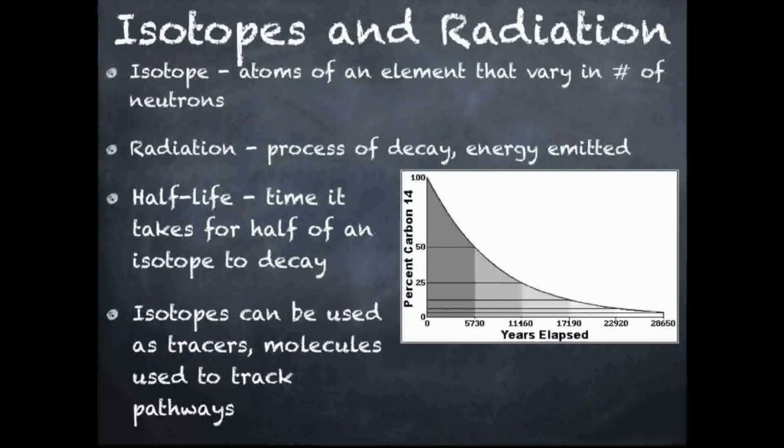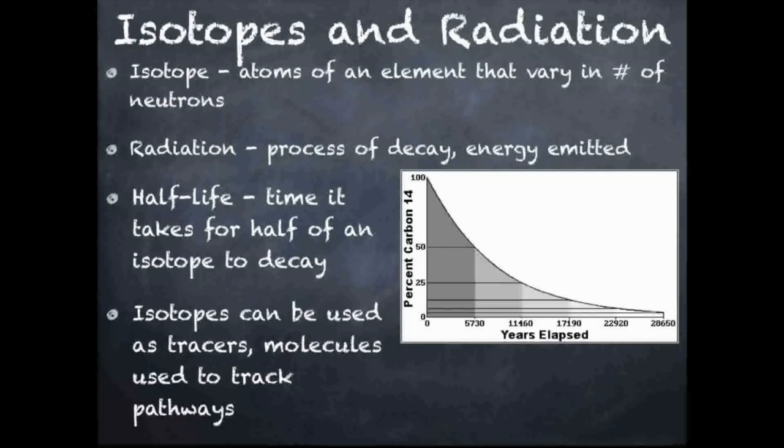All right, so isotopes are atoms of an element that vary in the number of neutrons. So, for example, hydrogen has one proton. That's what makes it hydrogen. But it can have more than one neutron, and that will change just kind of the shape and stuff. But it's still hydrogen. It'll become heavier, but its charge will stay the same, and it's still the same molecule.